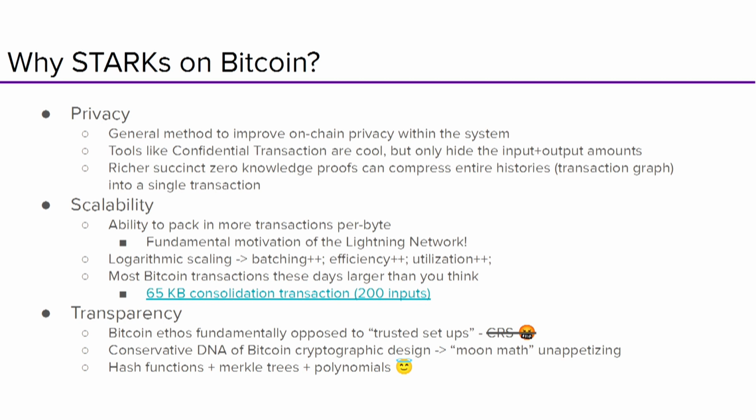There's something called confidential transactions, which is deployed in something like Liquid, but that only gives you the input and output value amounts hidden. You don't get the entire transactional graph hidden, because you can still see who's sending to whom, even if you don't see the values themselves, which means a lot is still being leaked.